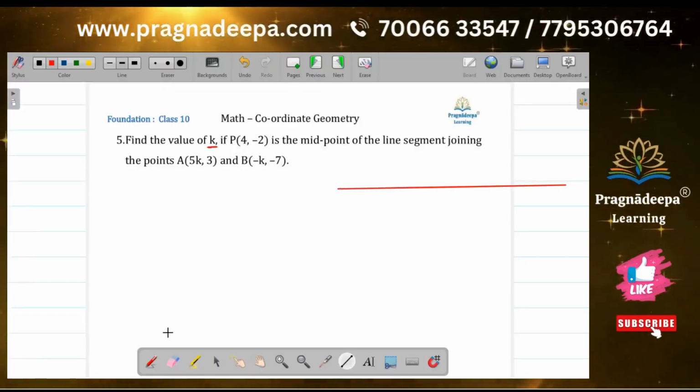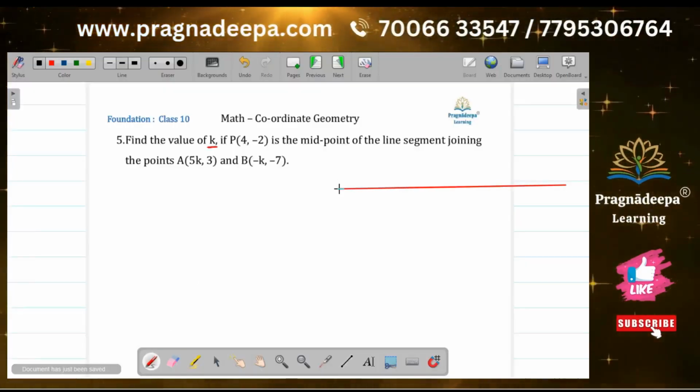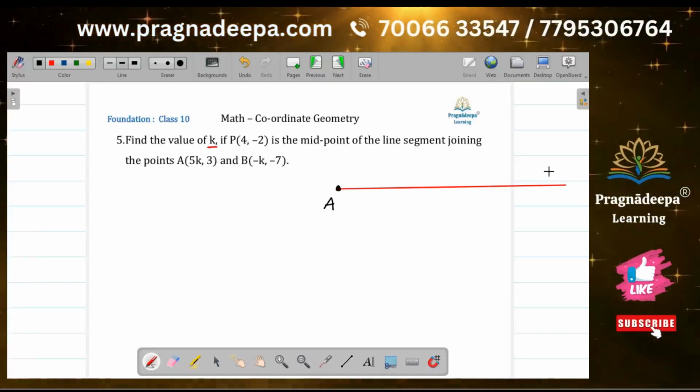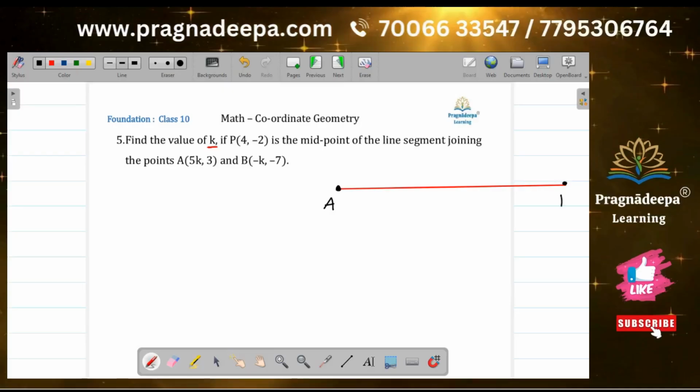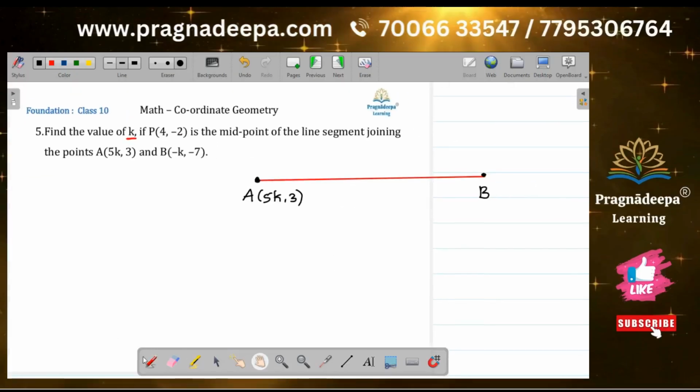So in this line, you have point A and point B. Here the coordinates of A will be 5k, 3, and the coordinates of B are minus k, minus 7. Now P is the midpoint of the line segment AB. Therefore, the coordinates of P are 4, minus 2. What you need to find is the value of k.